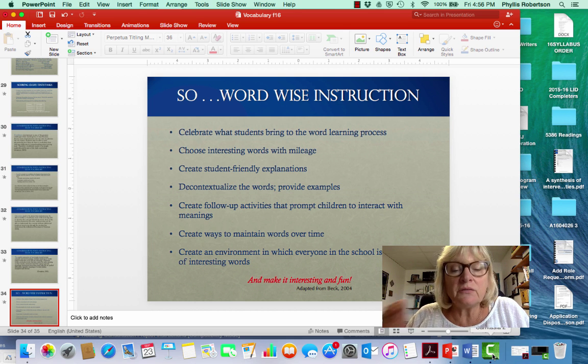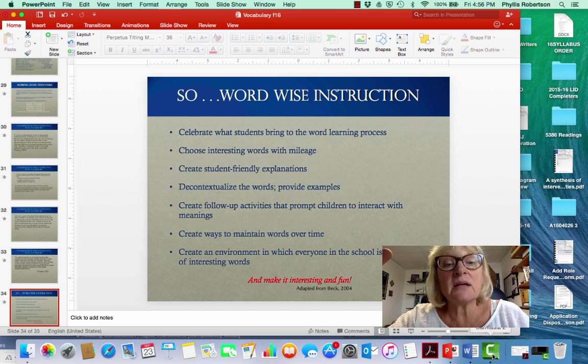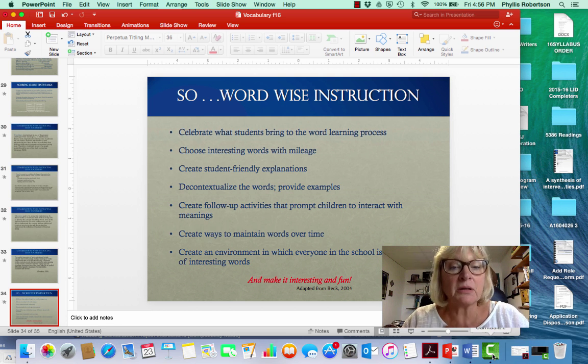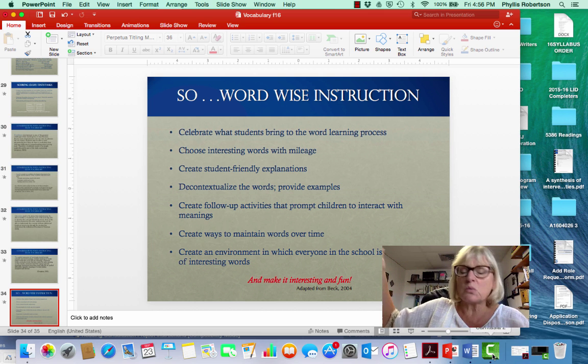That we use a student-friendly definition, and that we not only provide exposure to those words in context, but that we also decontextualize those words and pull them out and provide multiple examples and opportunities for students to manipulate those words. That we create follow-up activities that encourage children to use the words repeatedly and really to make them their own, that we work to maintain those words over time. So I mentioned a minute ago, make sure that you go back and review those words on your word wall, because if I write it up there in September and I don't talk about it again until December, the student may be likely to lose that.